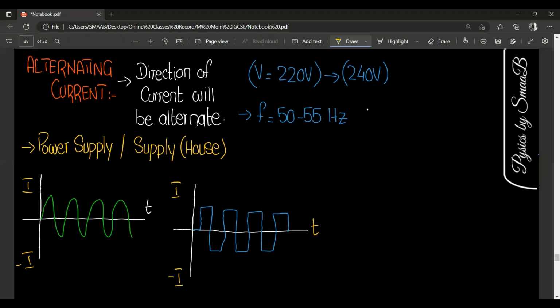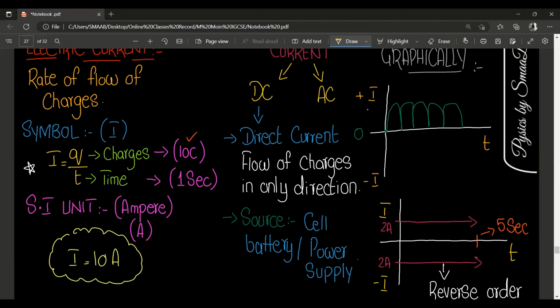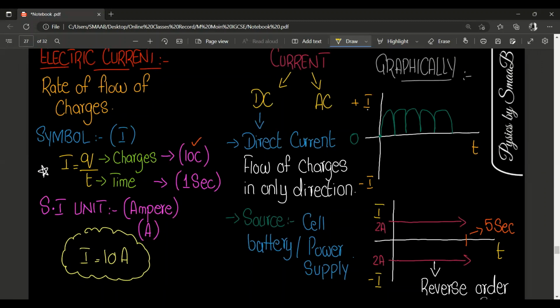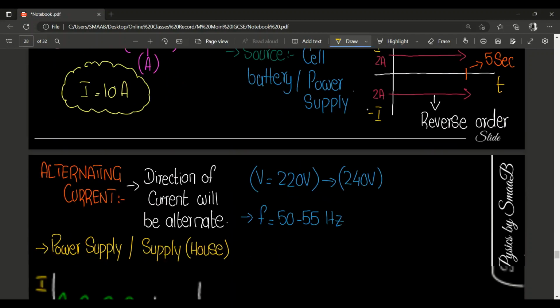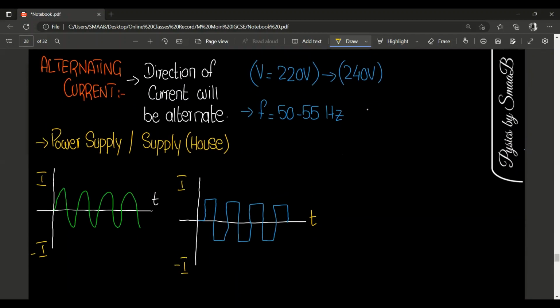Now you can easily observe the difference in the graphical representation: the graph for DC is very different from AC, right? Any confusion about this? The second graph on this page is also for AC, but in this AC, the value of electric current is constant, or the AC supply is constant, right?